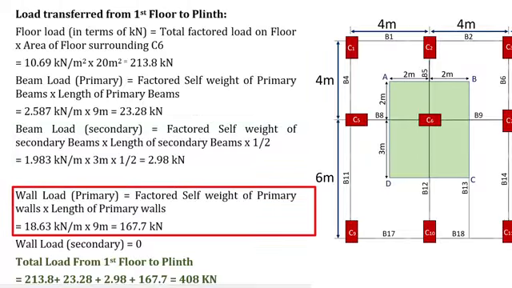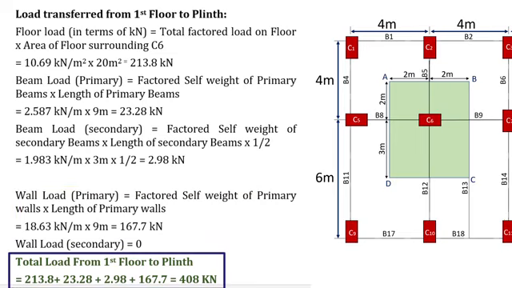The load due to primary walls will be equal to factored self-weight of primary walls into length of primary walls. Factored self-weight of primary walls is 18.63. Length of primary walls is 9 meter. On substituting these values, the load due to primary walls will be equal to 167.7 kN.